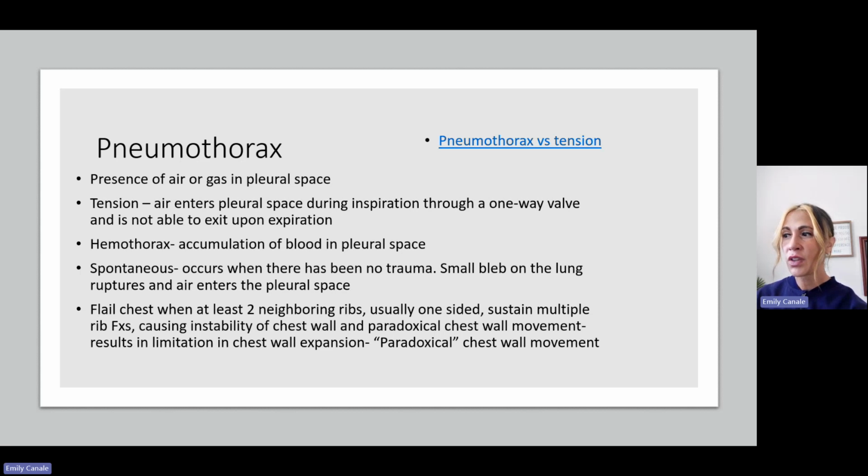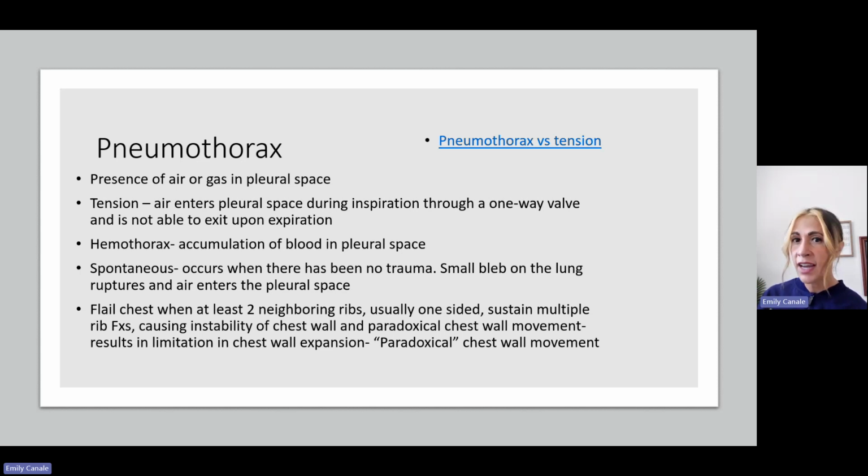And that's usually due to a blunt or crushed chest trauma. So it causes this paradoxical chest wall movement, and that's how you can identify that it's flail chest. I'll show you a video that shows that paradoxical chest wall movement. That is what flail chest is.